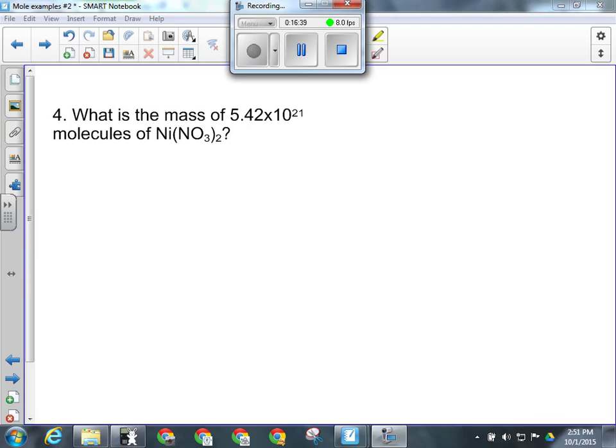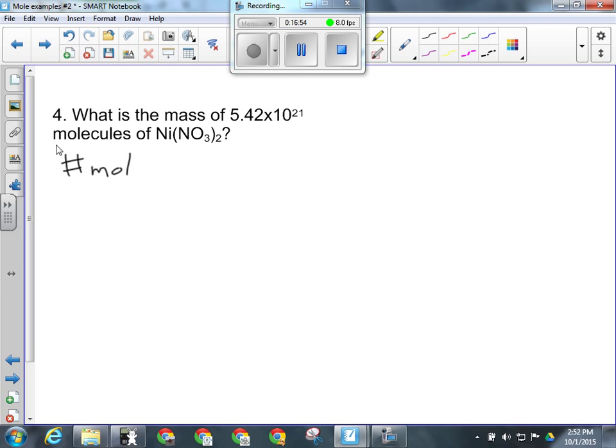Okay, so number 4 is as involved as a mole equation problem will get. You have to do the most manipulating, the most extra steps. This is the big daddy of all mole equation questions. They tell us in our givens the number of molecules, and that's 5.42 times 10 to the 21.